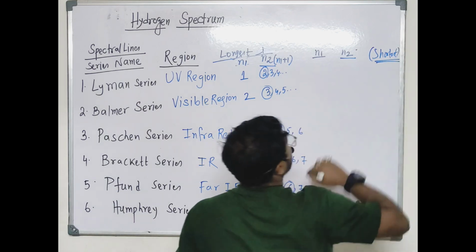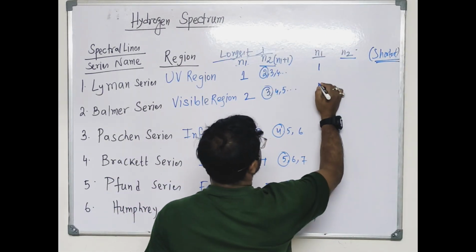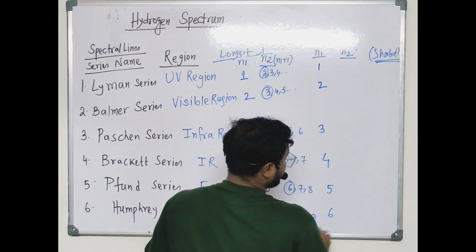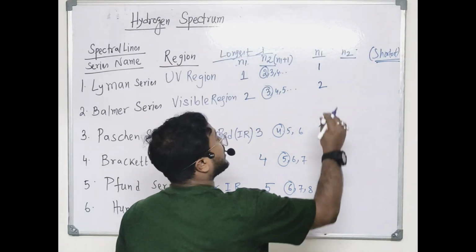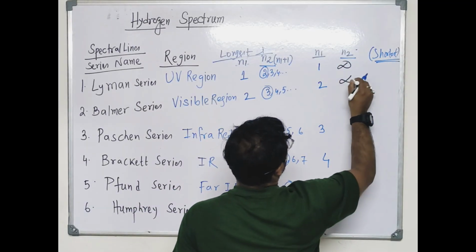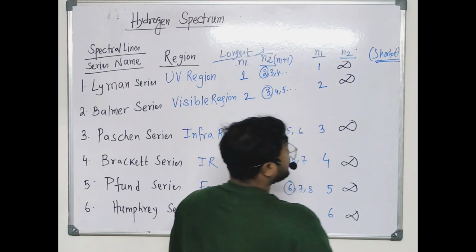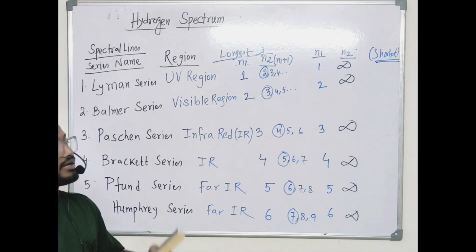If you are taking the shortest wavelength, then what is going to happen? The N1 value is not going to change. But in all the cases, your N2 value is going to be infinity. So your N2 value in this case is going to be infinity whenever you are calculating this.